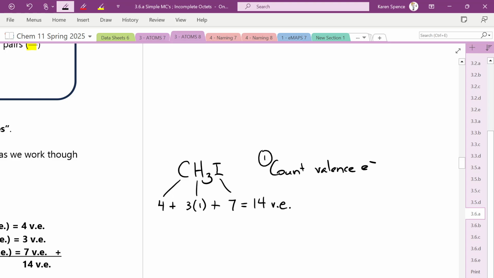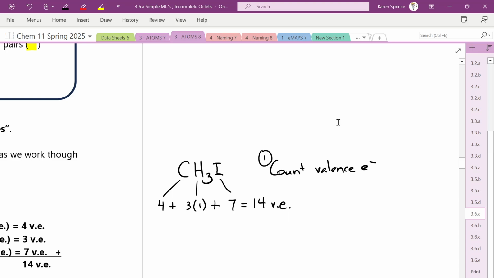What does it say in step number 2? Read step number 2 on your little sheet. Draw the skeleton structure. So what is a skeleton structure? It basically means figure out who the center atom is. Who would be the center atom here? Tell your partner, who's going to be the central atom?